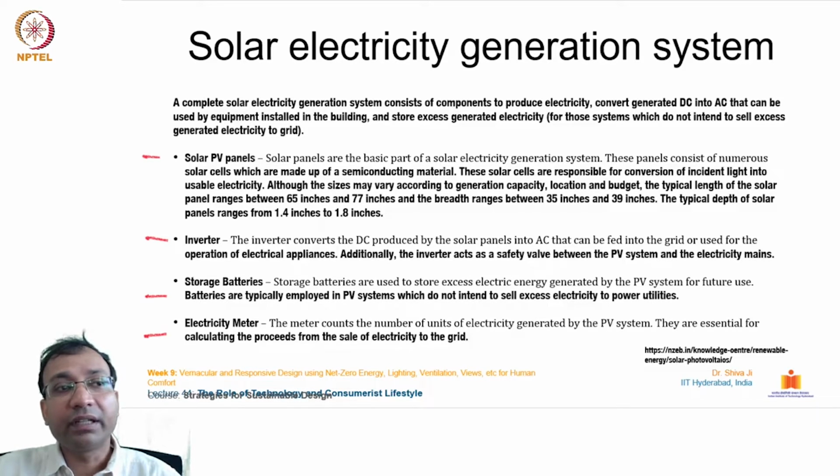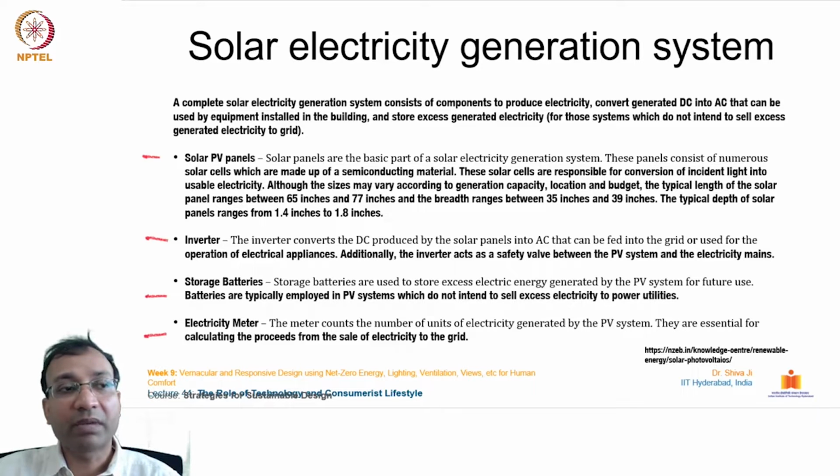The next component is the inverter. The inverter converts the DC produced by the solar panel into AC that can be fed into the grid or used for the operation of electrical appliances. Additionally, the inverter acts as a safety valve between the PV system and the electricity mains. You may have seen inverters. These small scale inverters are also installed in our households these days.